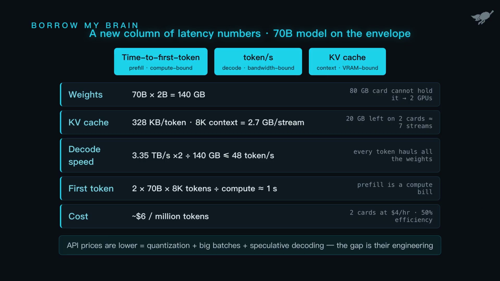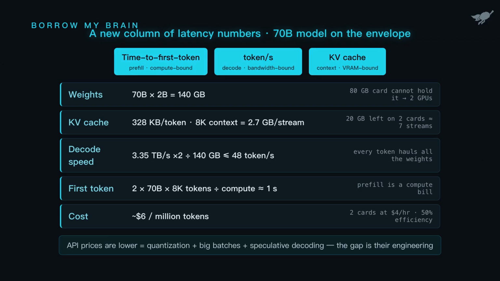Generation speed. Every token it produces has to drag all 140 GB of weights through GPU memory once. Divide by the memory bandwidth, and one stream caps out at 48 tokens per second. Layer on the GPU rental cost, and the order of magnitude lands around $6 per million tokens. Time to first token also comes straight off the envelope. Rule of thumb.